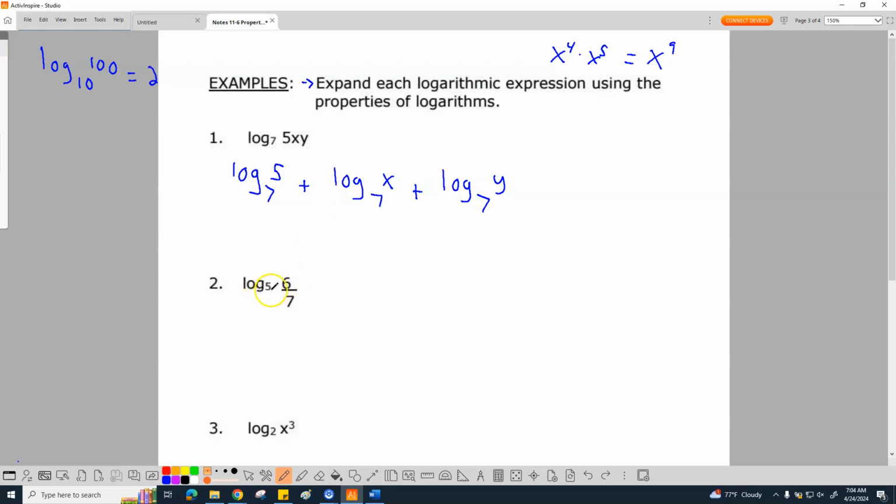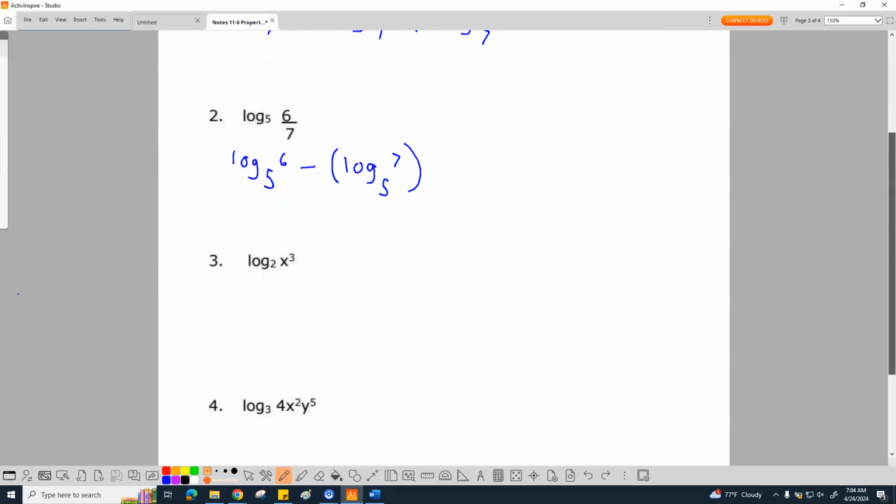Check out number 2. I'm going to expand this one. This one has log base 5, but this is 6 divided by 7. So watch what this looks like. Log base 5 of 6, are you ready? Minus, and if I were you, I would go ahead and get in the habit of every time there's a minus, make sure you get a parentheses going. Log base 5 of 7. You'll see later why, but it's in the interest of distributing that negative sign.